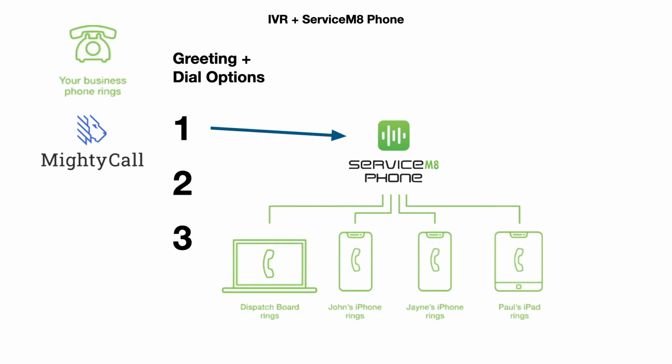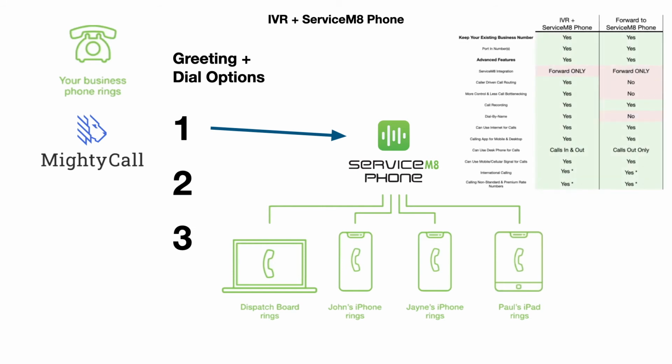Additionally, if the caller knows who they're trying to reach, they'd be able to use a dial by name directory and be connected directly to that team member. Since most of these calls are not directly in reference to a job, there's less worry about losing those details from a ServiceMate integration perspective.